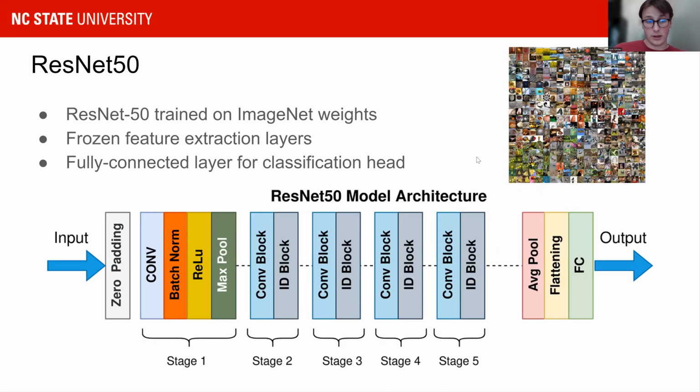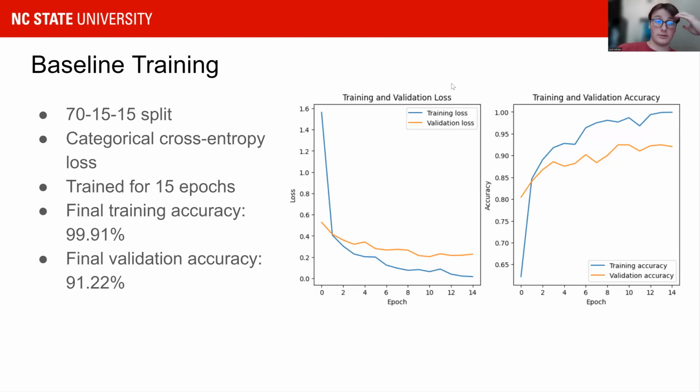It's been trained on the ImageNet data set. Those are the weights that we're using for ResNet 50. We've frozen the feature extraction layers so that we're not actually backpropagating through those. We're not changing any of those weights because we don't want to change how it's extracting features. We want to change how it's classifying the results it gets from that. So all we have at the end of this whole ResNet 50 architecture is just a fully connected layer for the baseline. Our training involves a 70-15-15 training, validation, and testing split, and we're using categorical cross-entropy loss for our loss function. Here are the results of the baseline training.